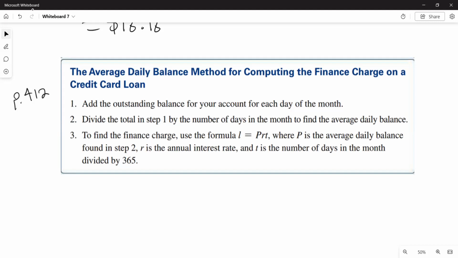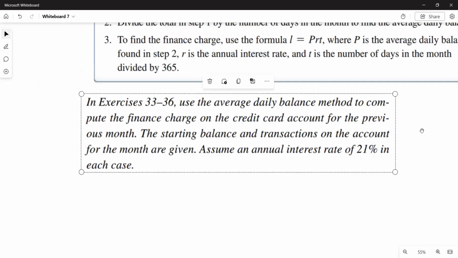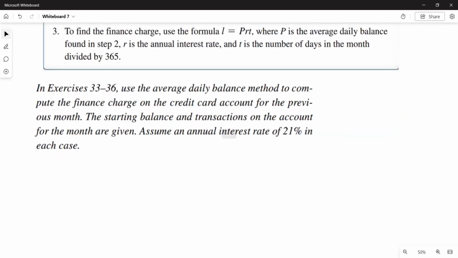So I'm going to show you with an example how this works. That's problem 35 on page 417. So there it is. I will copy the directions, and I'll copy the statement of the problem.